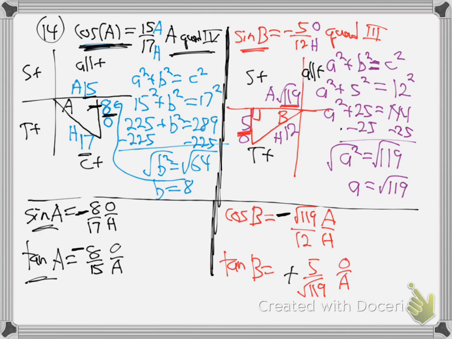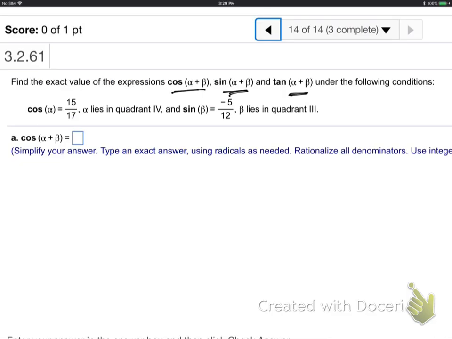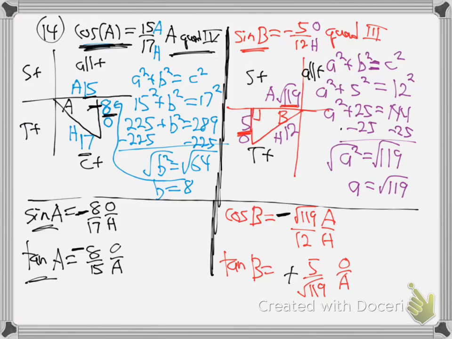I'm ready to finish this problem off. Are you ready? So we got all those pieces. Now, what do they want from me with all this? They want you to add the two angles and find cosine, sine, and tangent. So what you do is use all three of those formulas and plug in all the pieces that we just found. So here we go. Cosine of A plus B. This is number 14, right? They want cosine of A plus B.